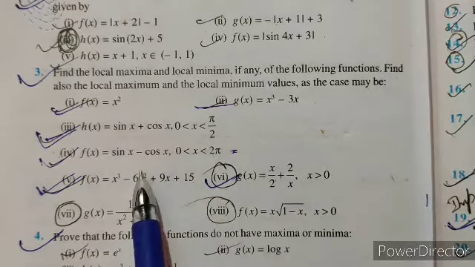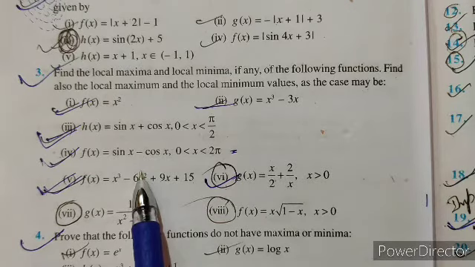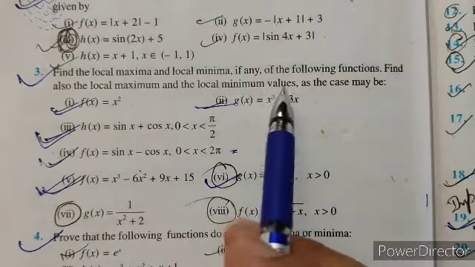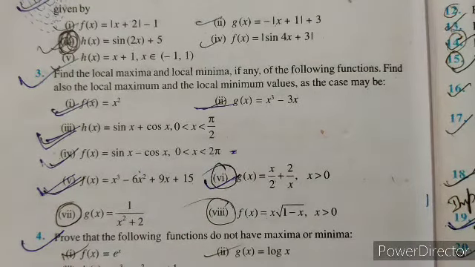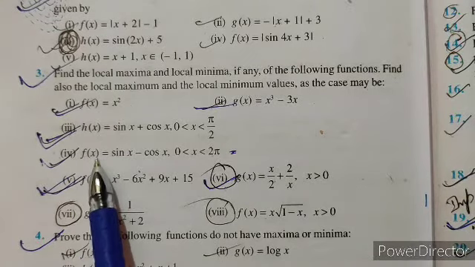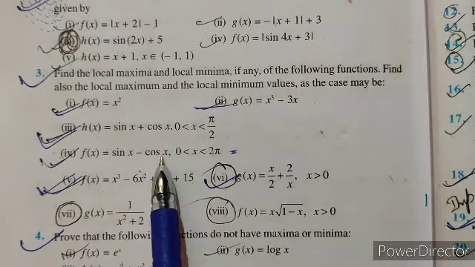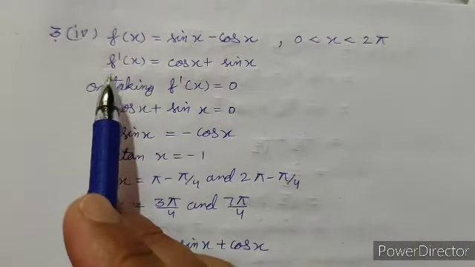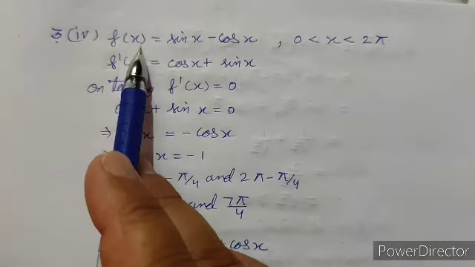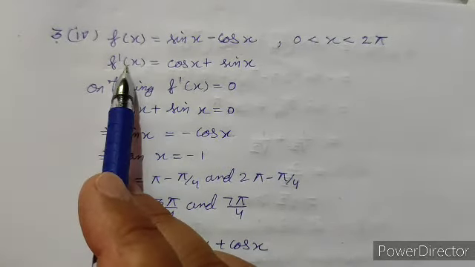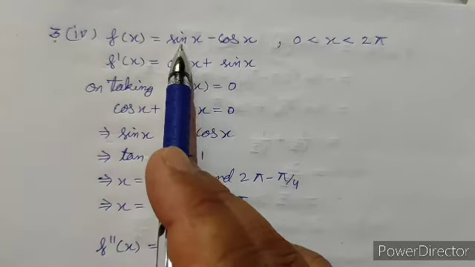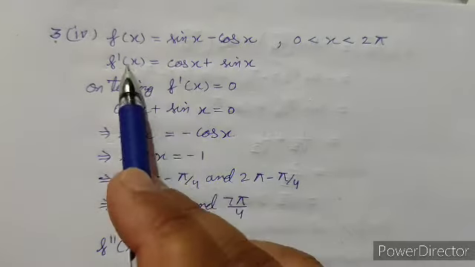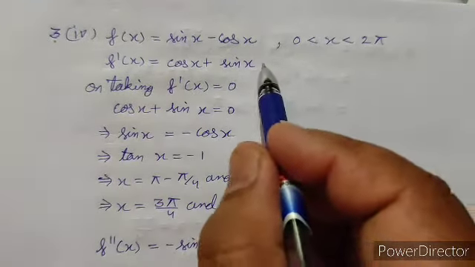Now in question number third, we have to find local maxima and local minima of the function. Here in question number third, we will use the second derivative test to find out the local maxima and local minima of the function and maximum and minimum values. Now in fourth part of question number third, f(x) is given to us as sin x minus cos x, where x lies between 0 to 2 pi. Now in second derivative test, our first step is we have to find the derivative of a function. So f dash x will be equal to d by dx of sin x, that will be cos x, and d by dx of cos x will be minus sin x. So f dash x will be equal to cos x plus sin x.